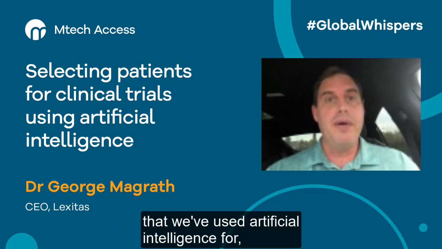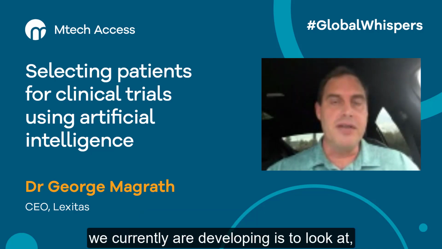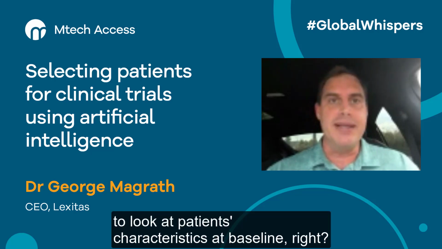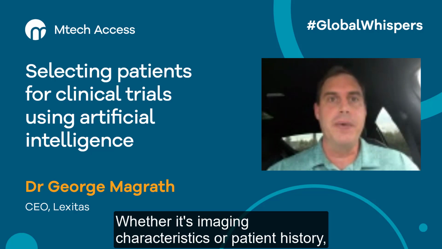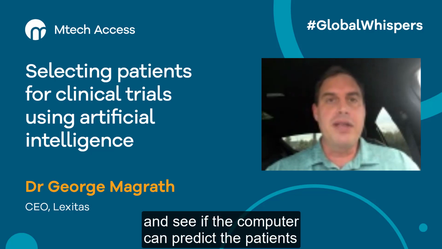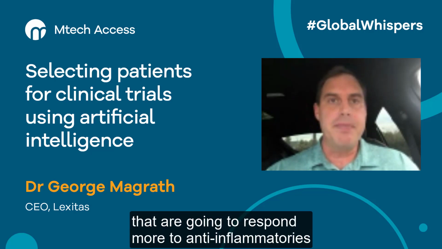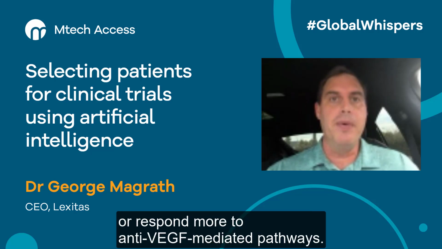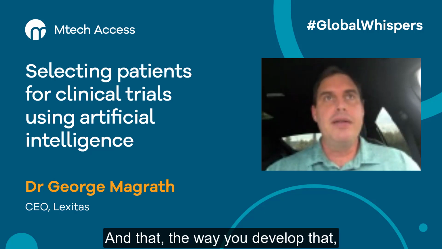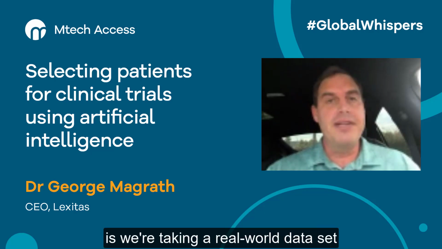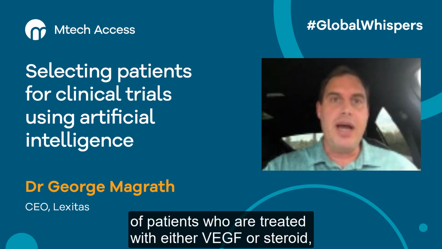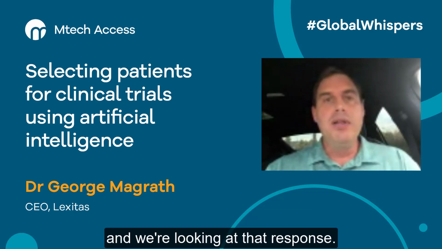And so one of the things that we've used artificial intelligence for, or we currently are developing, is to look at patients' characteristics at baseline, right? Whether it's imaging characteristics or patient history, and see if the computer can predict the patients that are going to respond more to anti-inflammatories or respond more to anti-VEGF mediated pathways. And the way we're developing that is we're taking a real world data set of patients who were treated with either VEGF or a steroid, and we're looking at that response.